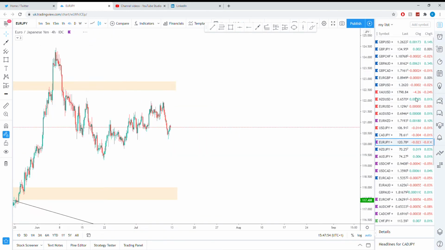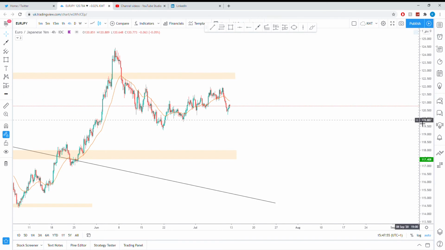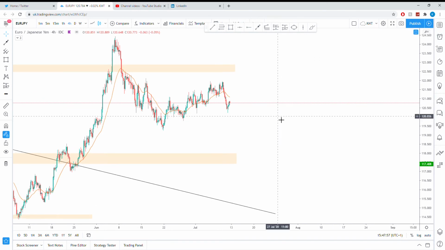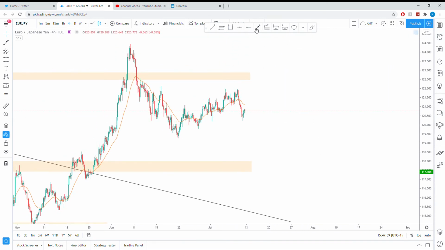So looking at EURJPY, pretty much going to be a similar situation here. We can see this level in the market that I'm paying interest to.